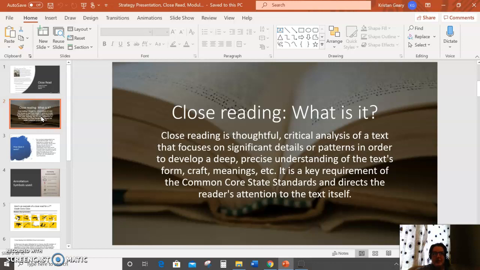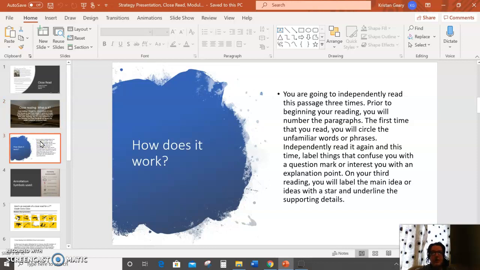I would use this with middle school students, but I know that the district that I work in uses it district-wide. They use it K through 12, and they're also required to use it one time per week. So for me, it is a really important skill to learn. So how does it work?